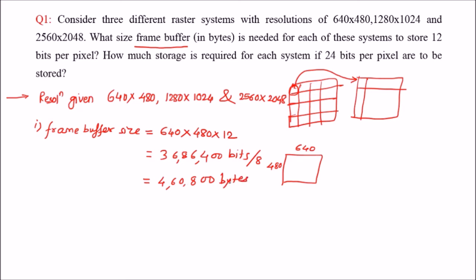Now you can convert that value into kilobytes by dividing by 1024. So it is equal to 450 kilobytes. So this is the answer for the first resolution 640 by 480 with 12 bits per pixel. The value is 460800 bytes. If you want it in kilobytes, that is 450 kilobytes.